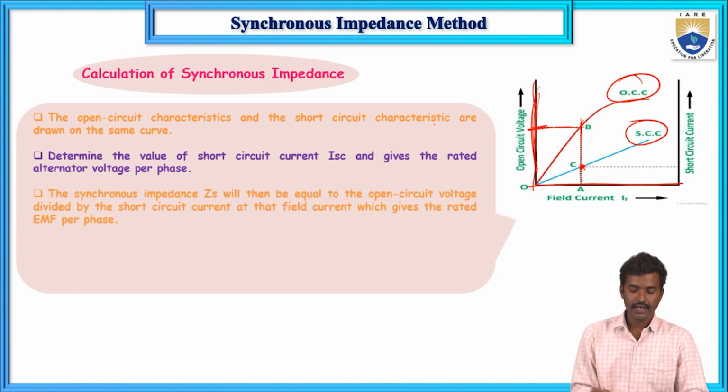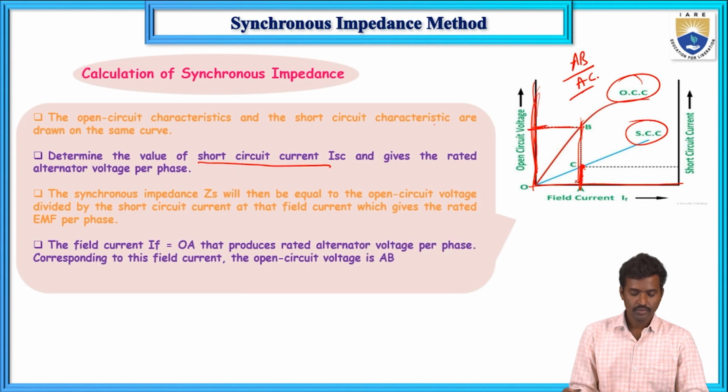Determine the value of short circuit current at the rated alternator voltage per phase. Synchronous impedance then equals the open circuit voltage divided by the short circuit current. Here, this is A, AB is the open circuit voltage and AC is the short circuit current.